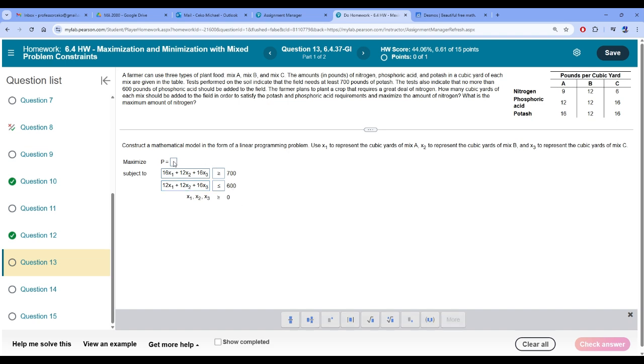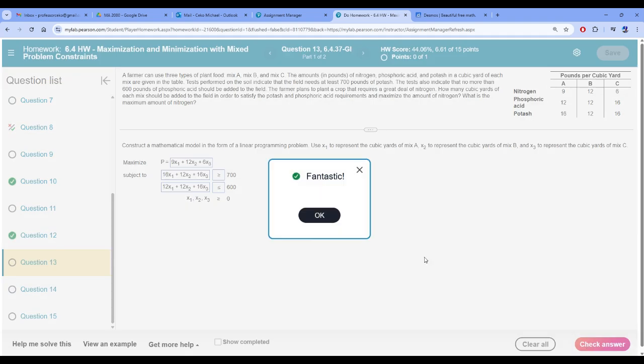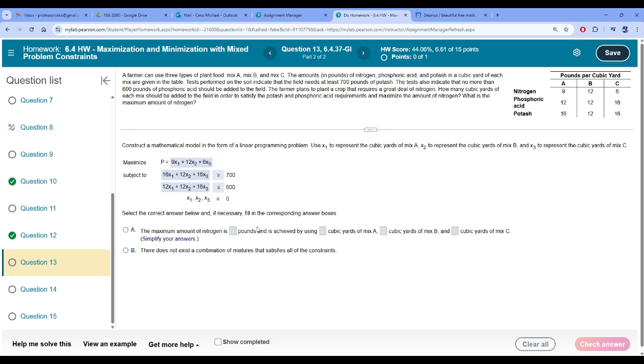And I need at least how many cubic yards of each mix should be added to the field in order to satisfy them? And maximize the amount of nitrogen. Oh, we have to maximize. So that's 9x subscript 1 plus 12x subscript 2 plus 6x subscript 3 is what I'm trying to maximize. Cool. And then you just literally take this and plug it into our calculator.